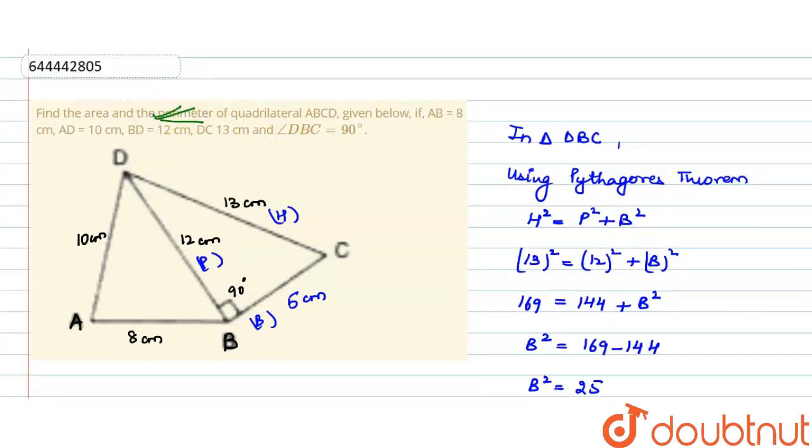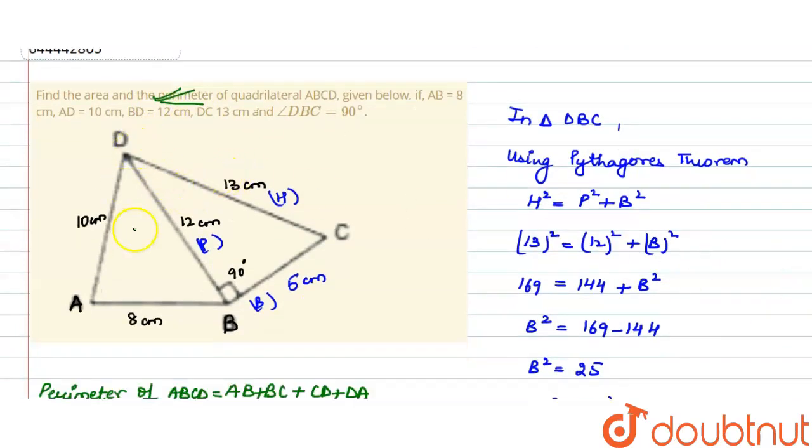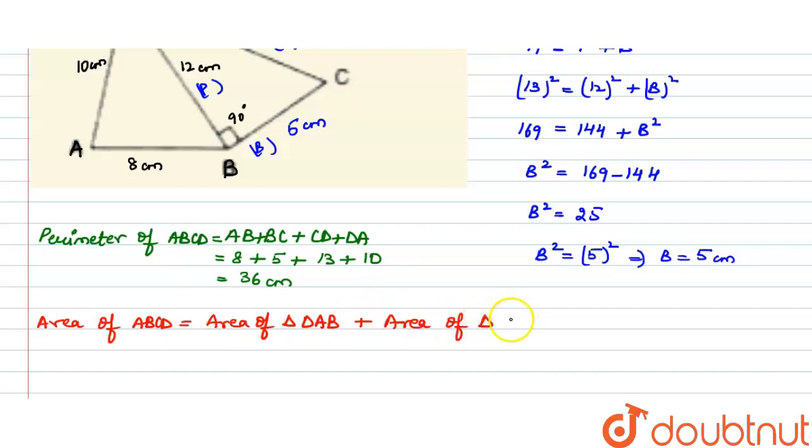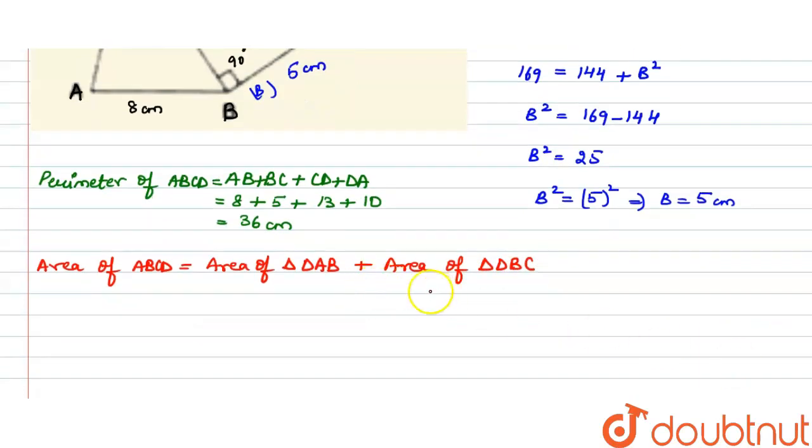Now we have to find the area. Now if you take a look at this quadrilateral, if you find the area of triangle ADB and triangle DBC and add them, that will be area of this quadrilateral. So basically area of ABCD is equals to area of triangle DAB plus area of triangle DBC. So we'll first separately find these two areas and then we'll calculate.